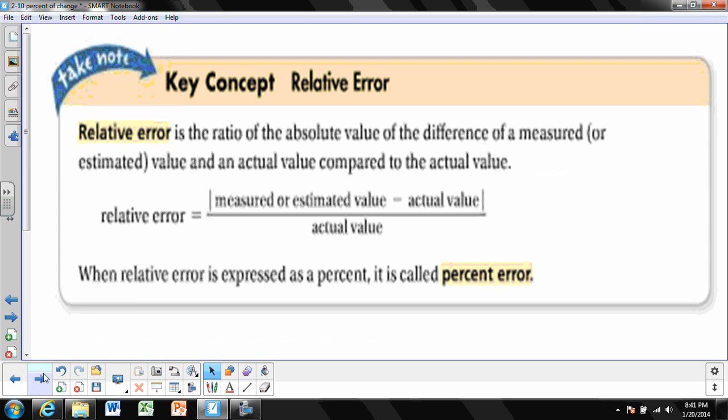Relative error is another term we can use for percent of change. Relative error deals with your specific estimated values and actual values. It's really just another name for a percent of change. So the relative error is the ratio of the absolute value of the difference of a measured or estimated value and the actual value compared to the actual value. I know it sounds confusing.